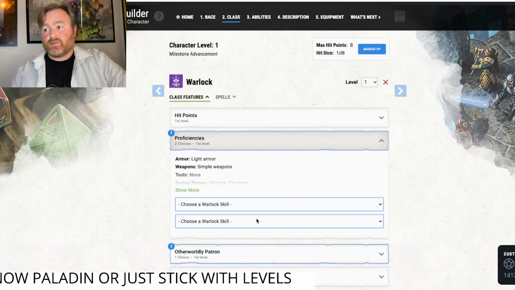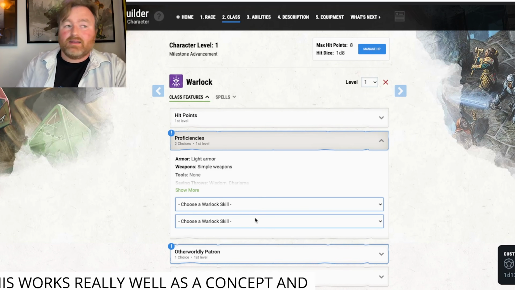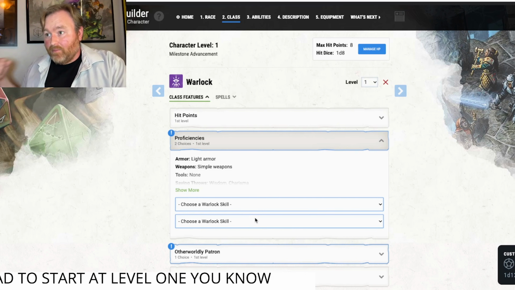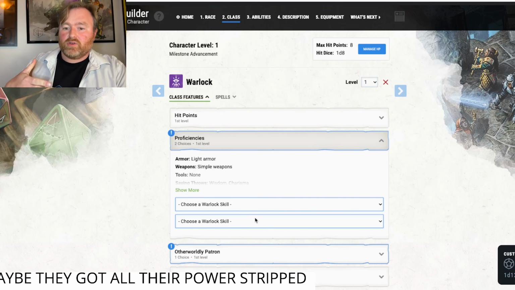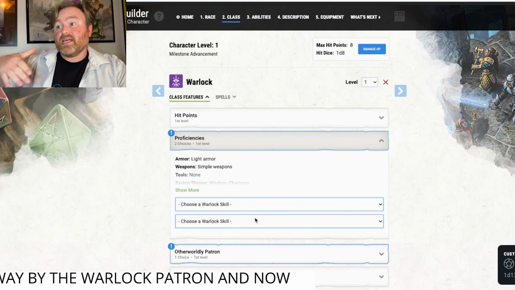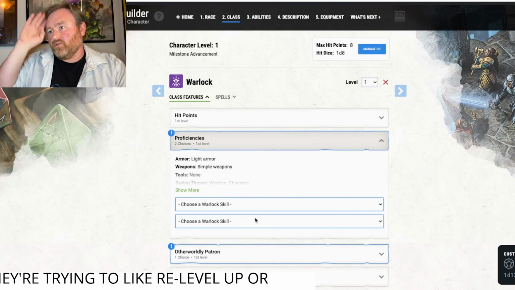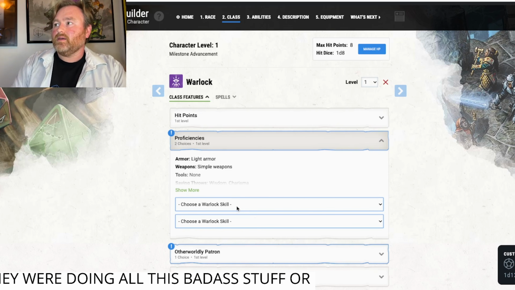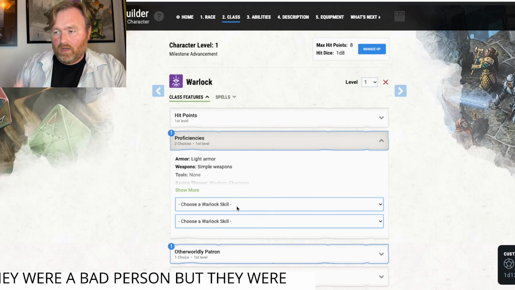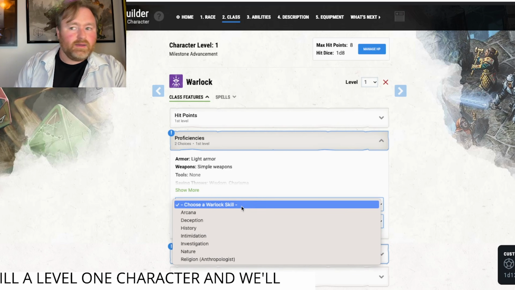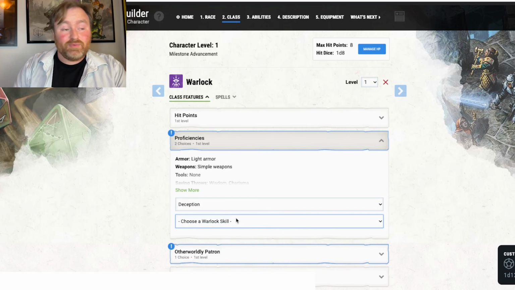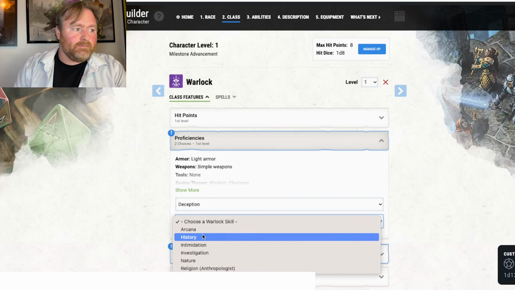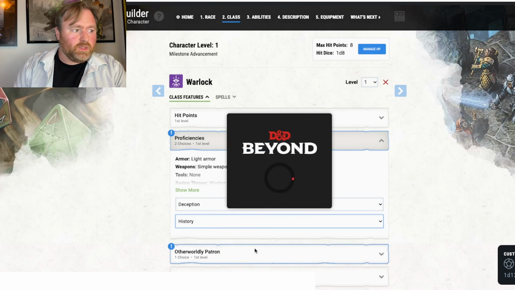But I still think this works really well as a concept, and I'm happy and excited about it. And if we had to start at level 1, maybe they got all their power stripped away by the Warlock patron, and now they're trying to re-level up. Or maybe we just say, yeah, sure, narratively they were doing all this badass stuff, or they were a bad person, but they were still a level 1 character, and we'll just not worry about it. Hand wave that away. I feel like deception is an important skill for this character to have, and let's give them history. That's a good one.